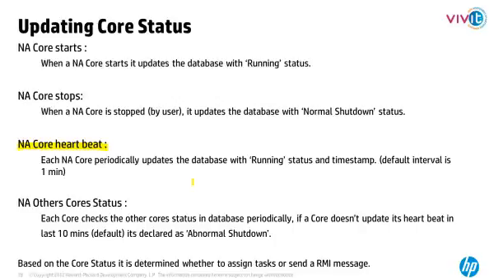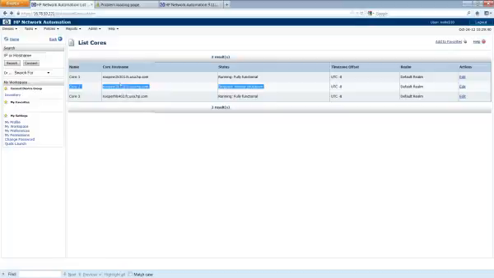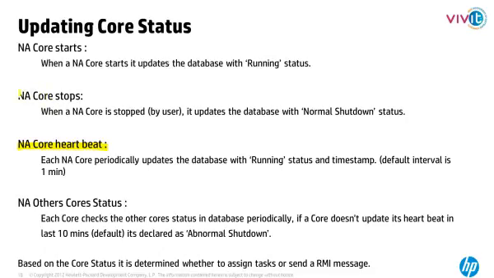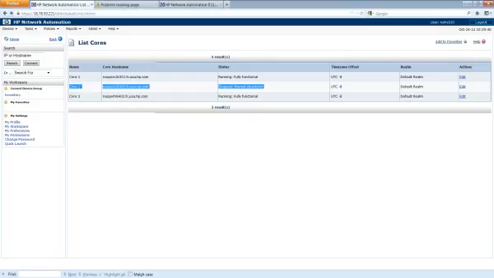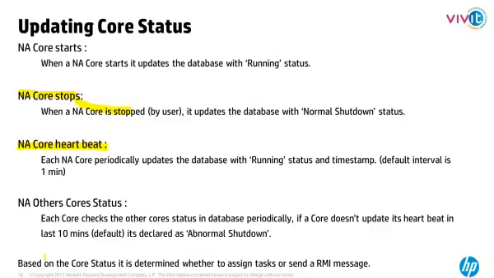So what happens in this case? Core 2 did a normal shutdown. That means it went through this step: it went to the database and said normal shutdown. But I'm seeing this page on core 1. How did core 1 come to know that core 2 is down? For that, you need to understand the next one.